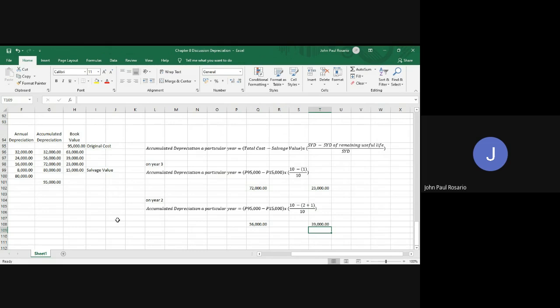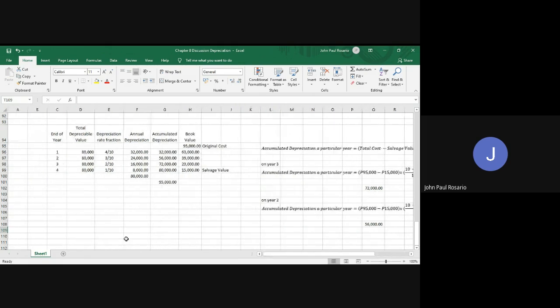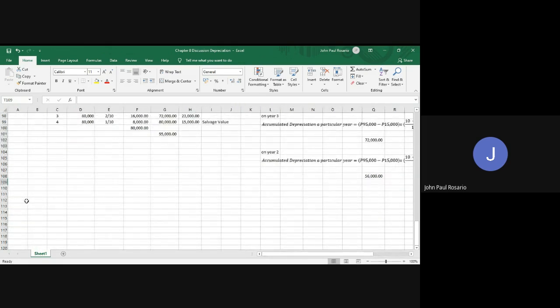So with that, we're done with our discussion on sum of the years' digits. Now let's go to our discussion on declining balance method. Okay. So for our declining balance method, declining balance method.